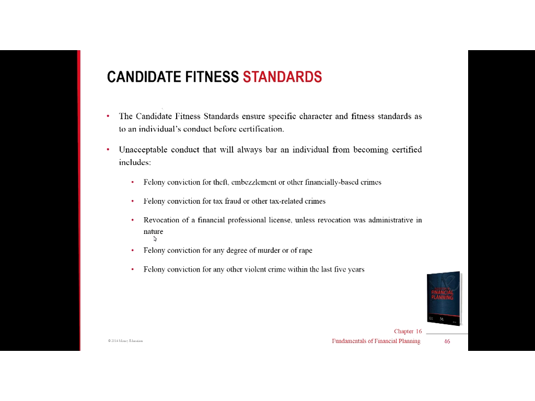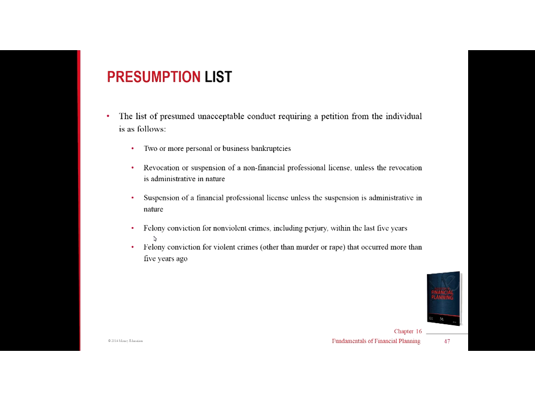And then felony conviction for murder or rape, felony conviction for any violent crime within the last 5 years. I guess you are allowed to be violent as long as it was in your past and it wasn't rape or murder. Presumptions list, 2 or more personal bankruptcies. 1 bankruptcy, okay. 2 or more, probably not going to be able to. If they find that out, they're going to say no, but you actually get to go back and appeal that.